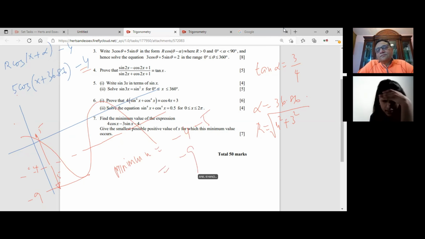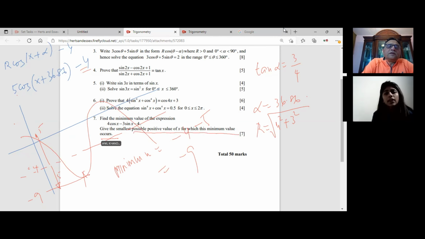Very clear. Then you use the equation to find the first minimum. Give the smallest possible positive value of x for which this minimum occurs. So make that equal to, yeah, that part. Do we make that whole equation equal to -9? Yeah, the whole equation. Then solve. Yes. Cool.